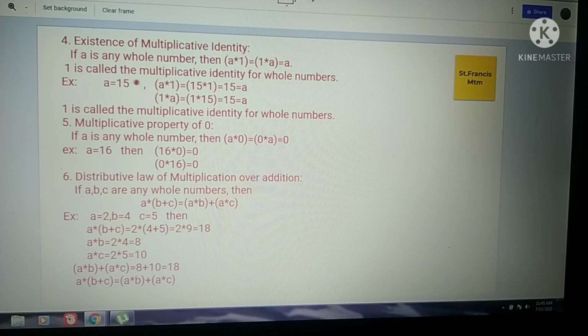We will also see this with one example. Here I am taking a equal to 15. Now a into 1, that is 15 into 1, equals 15. You get that number only, that means a only. Now 1 into a, I am just interchanging the places of these values, so 1 into 15. That time also you will get 15 only, that means a only. So 1 is called the multiplicative identity for whole numbers. Understood?